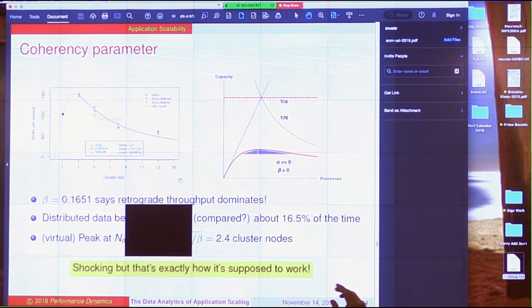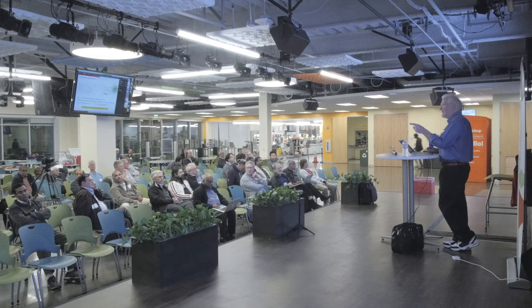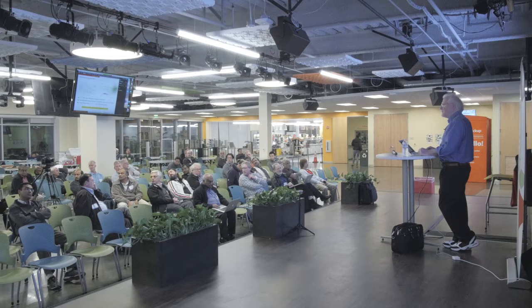Yeah, so would their business goal be to reduce the retrograde behavior? So the question is, would the point be to reduce the retrograde behavior? You want to scale the cluster out, you don't want it to go down. I understand.